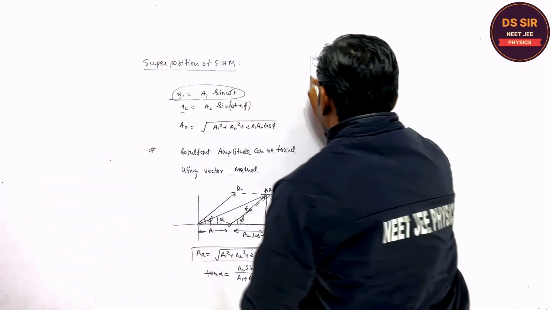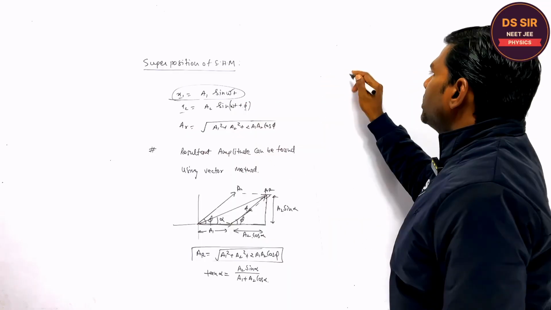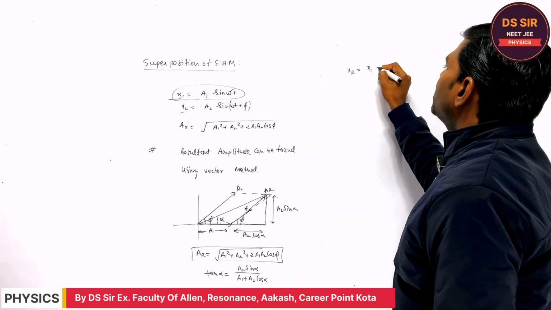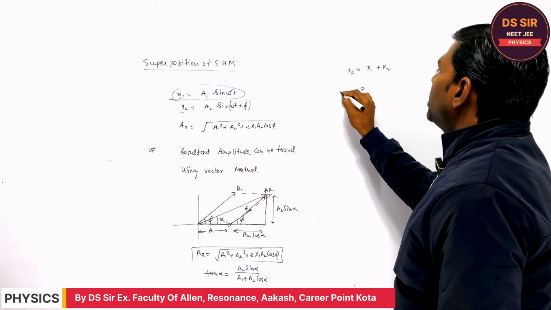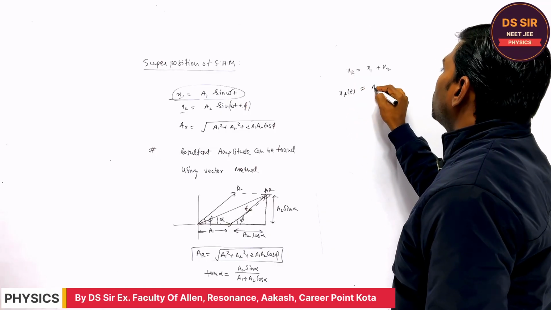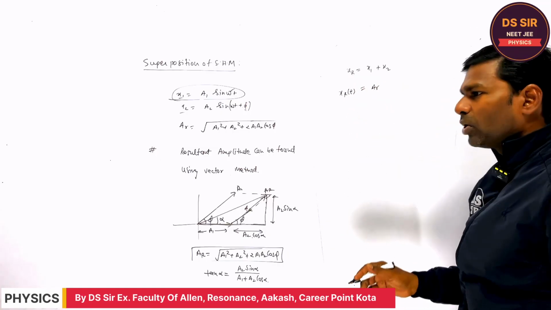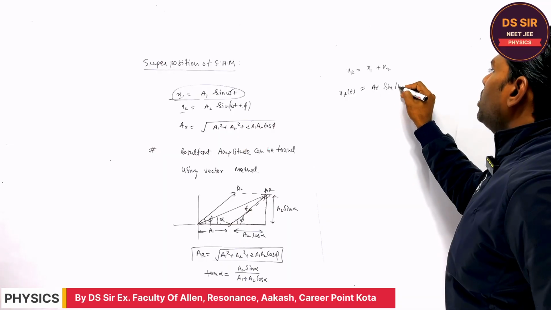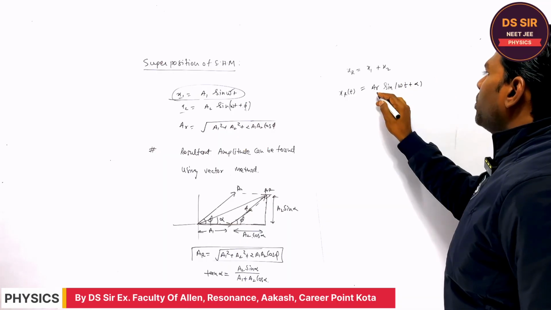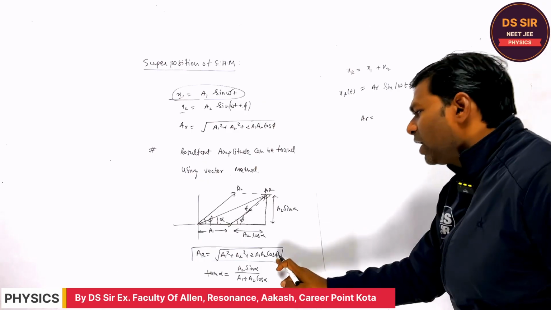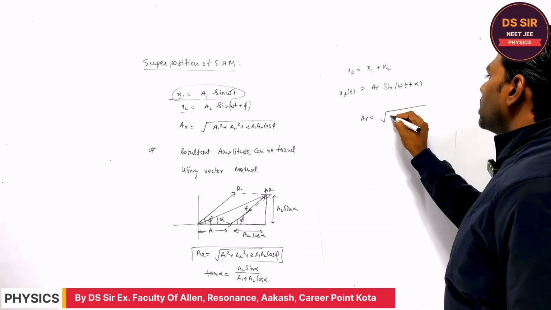So if you want to write the resultant of the two SHM in the same direction, the resultant SHM will be equal to AR sine omega t plus alpha, where AR is the amplitude of the resultant SHM. What is AR? The AR is given by this equation, right?